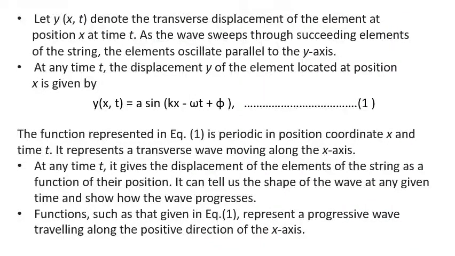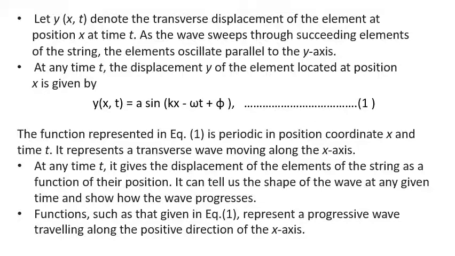And let y, a function of x and t, denote the transverse displacement of the element at position x at any time t. As the wave sweeps through succeeding elements of the string, the elements oscillate parallel to the y-axis. And at any time t, the displacement y of the element at a position x is given by y(x,t) equals a sin(kx minus omega t plus phi).